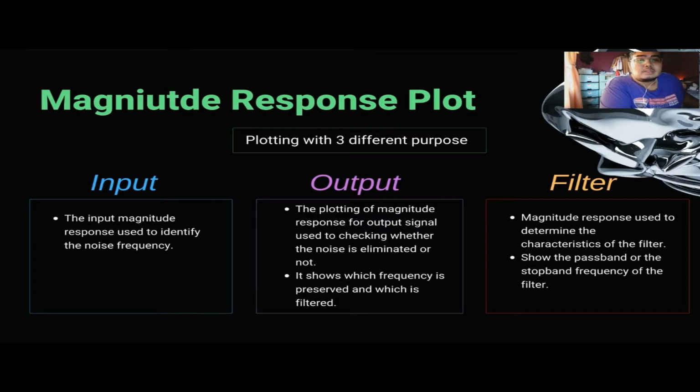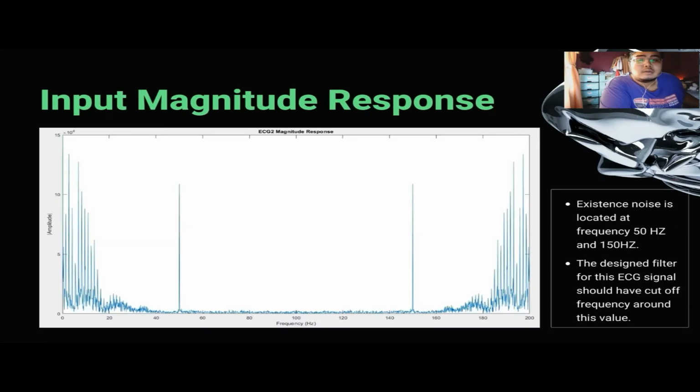And last, for the filter, the magnitude response will be used to determine characteristics of the filter, consisting of the passband or stopband frequency of the filter. This is the full plot magnitude response of the input. As we could see here, at frequency 50 Hz and also 150 Hz, there is a spike that indicates the existence of noise in the signal. The filter that will be designed will have a cut-off frequency around this value.